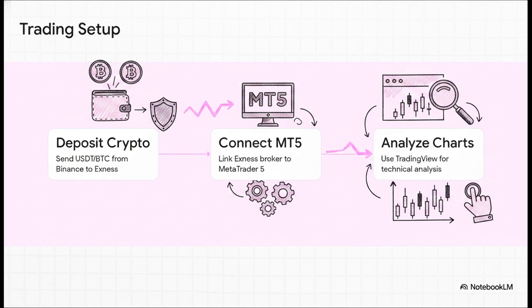Next, you connect XNES over to MetaTrader 5, or MT5 for short. This is the platform where you'll actually execute your orders. And finally, to really analyze the market clearly, you're going to use TradingView. So you analyze the charts on TradingView and you execute the trades on MT5. It is an incredibly powerful combo.